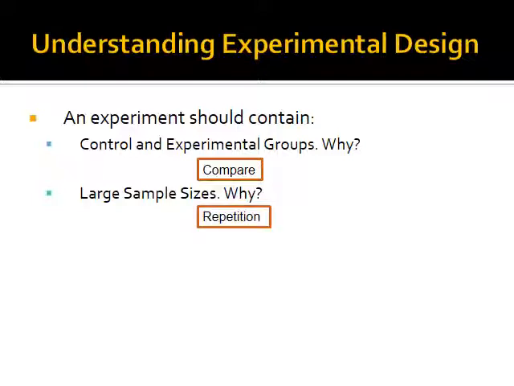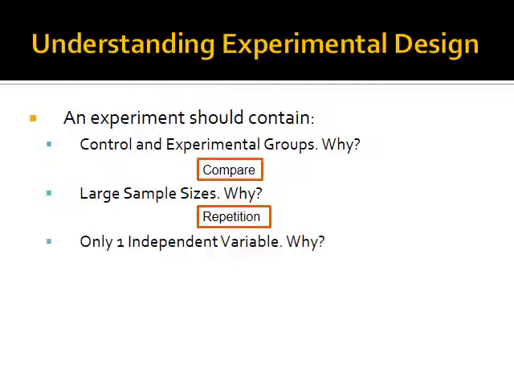Remember, repetition increases the validity of your experiment. The more times you or another scientist can perform your experiment and get the same results, the more evidence you have supporting your hypothesis. Large sample sizes allow you to do multiple trials of the experiment within one round of the experiment. This allows you to have more evidence to support or reject your hypothesis.